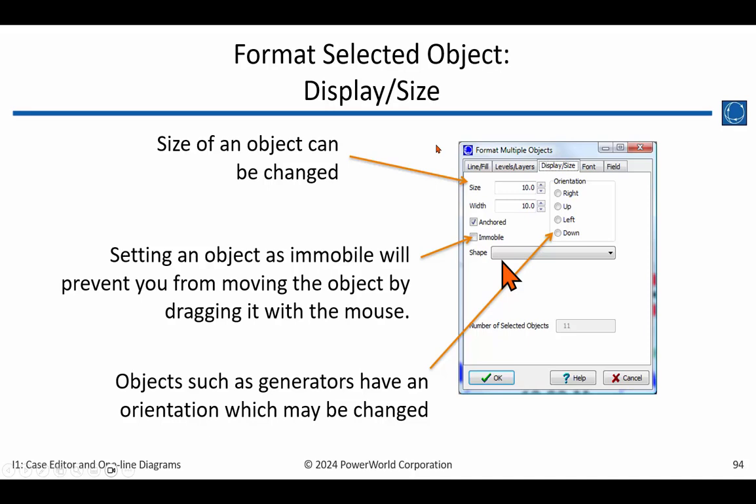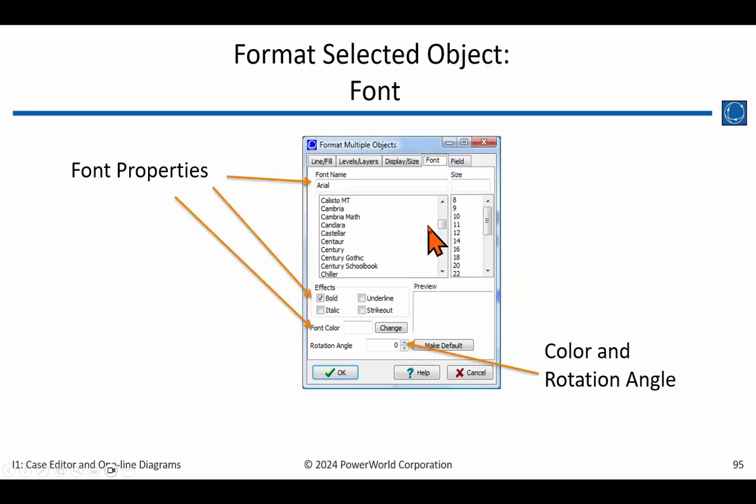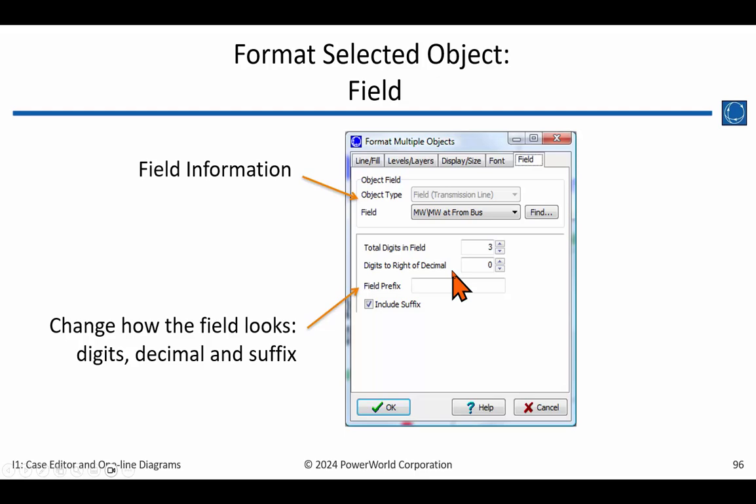So the slides show some of those features that we just talked about, like on formatting objects. This one shows the features of the display size, and then the font tab also for text fields. And the field one. Especially for object fields, you've got these things enabled right here where you can change the field. Again, if it's numeric, you can change the numeric characteristics, optionally add a prefix, and include the suffix for fields that use suffixes.